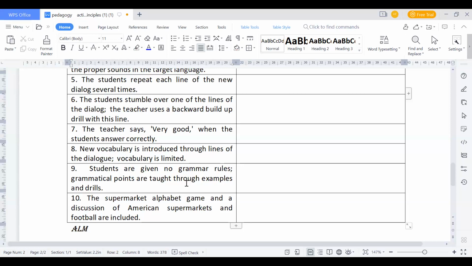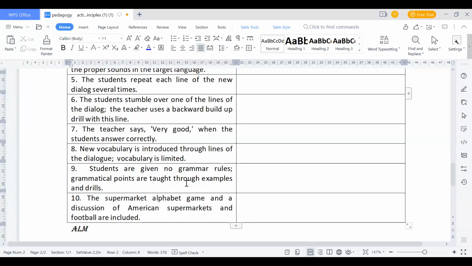Number 10, the supermarket alphabet game and a discussion of American supermarkets and football are included. You have to see that the culture of that language is exposed to the learner. The supermarket alphabet game and American supermarkets and football are from their culture. To teach their language, you use material related to their culture, because you have to know the culture to learn the language better.